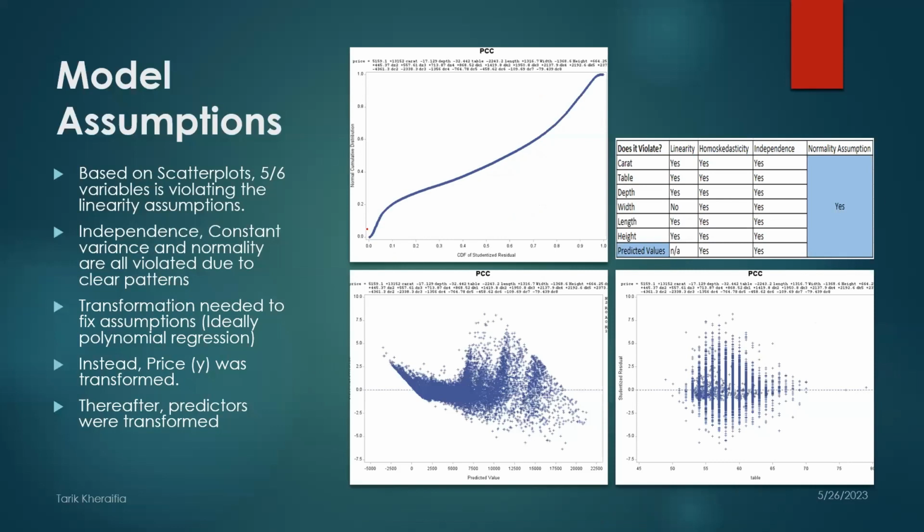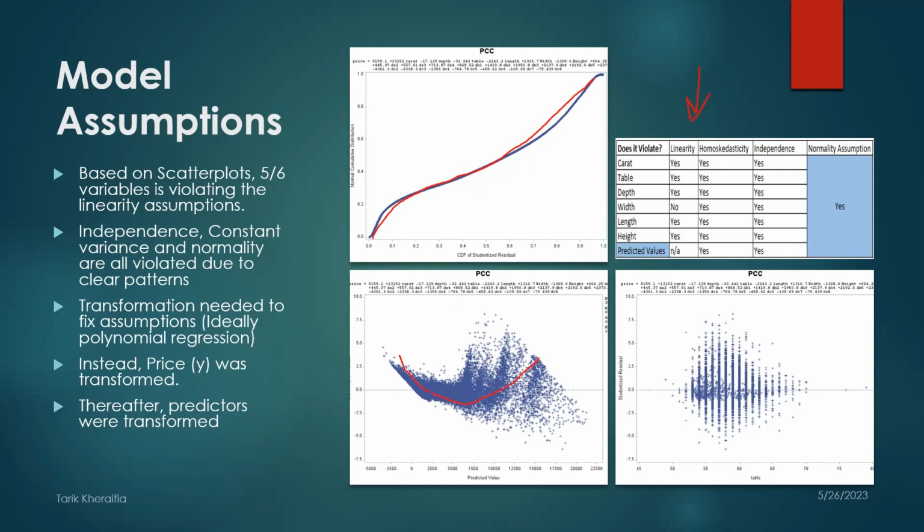For model assumptions, based on the scatter plots, we could see that the variables are violate the linearity assumption for 5 of the 6 variables. And in this table here, you can see a summarized table of it. We can start with the normality assumption, which is violated due to the curvature of the line here. We also have predicted values, which is violated due to the cubic pattern.